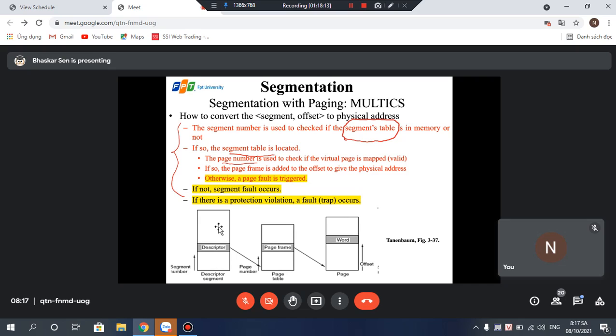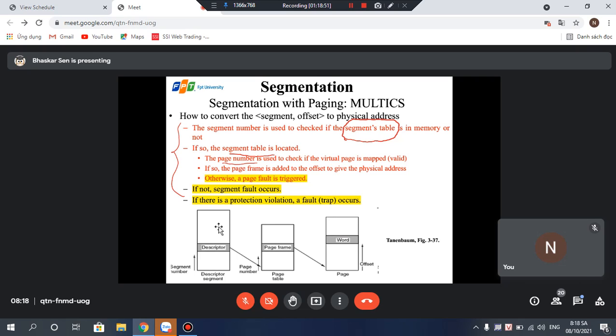Otherwise, a page fault is triggered. If not, then the segment fault will occur. If there's a protection violation, then a fault or a trap will occur. So basically, this is a very simple algorithm that you're looking at. In fact, Multics came before the Intel Pentium was introduced. So naturally, Multics kept it in a very simple way.